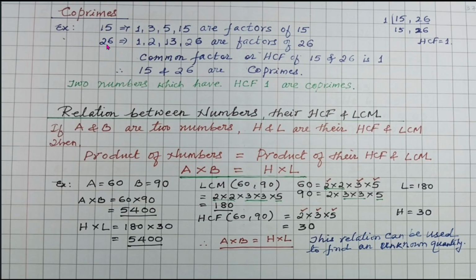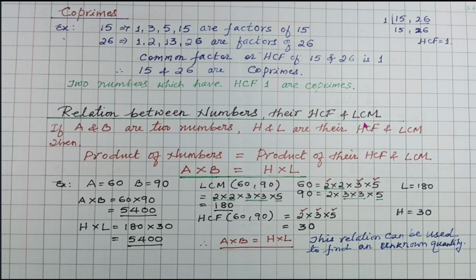Now if you observe 15 and 26, the factors of 15 are 1, 3, 5 and 15. The factors of 26 are 1, 2, 13 and 26. The common factor between 15 and 26 is only 1. No other common factor is there, so 15 and 26 are coprimes. Therefore, the numbers which have the highest common factor as 1 are called coprime numbers. Please remember that.